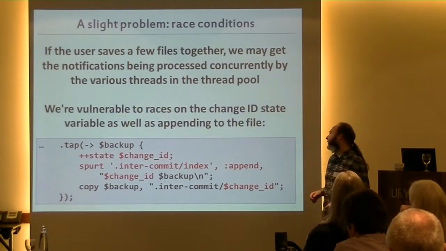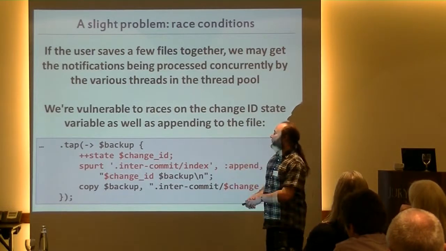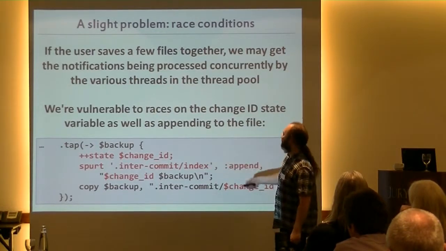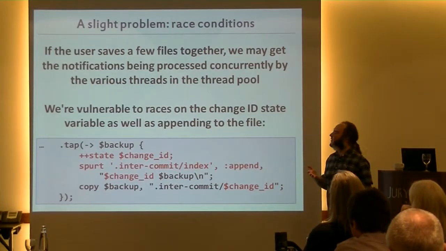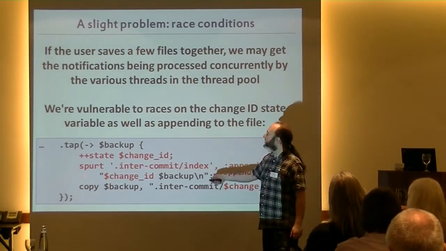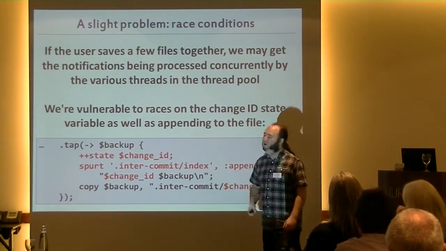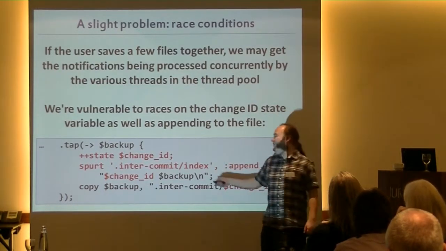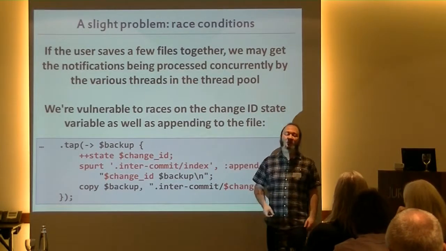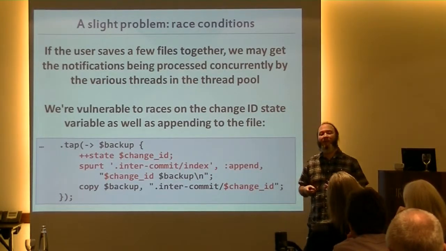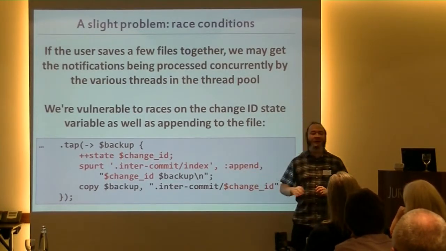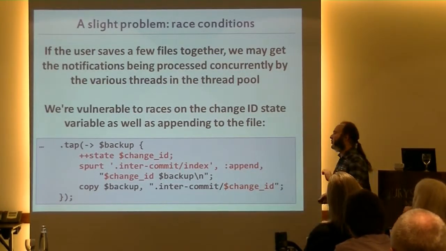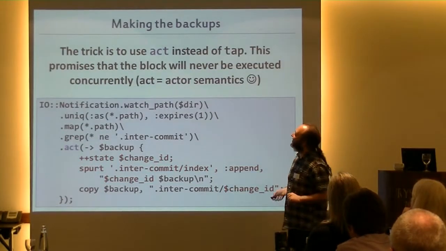So, when we start doing things like ++ change and appending to files and so on, let's be a little bit careful, because we might end up in this particular bit of code on 2 threads at once. And of course, incrementing this state variable on 2 threads at once is not going to end very well. So we can tell it that we're doing something that has consequences outside of our program. We don't say tap, we say act.